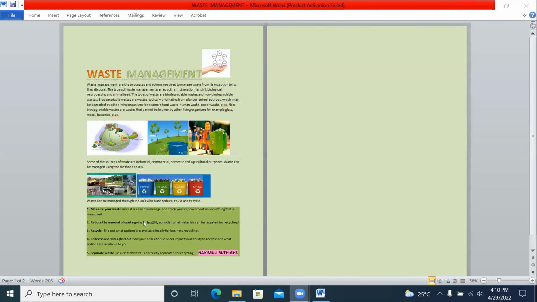Recycle them. You can take them for recycling instead of burning them. It can also help to save the environment. Collection services: you have to reach out to some collection services because the waste can be used by other people that need it. And the fifth step is separate waste. Ensure that waste is correctly separated for recycling. Yes, that's my poster.